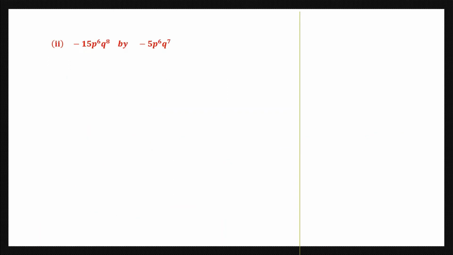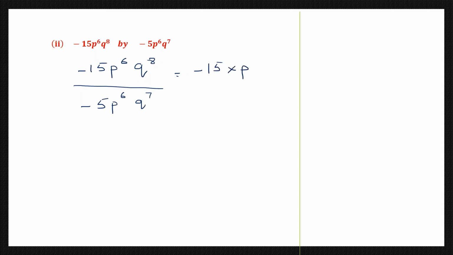Question 2. Here I have minus 15 p to the power of 6 q to the power of 8 divided by, here I can write it as a fraction straight away, by 5 p to the power of 6 and q to the power of 7. So this is minus 15 into p to the power of 6. Now I'm going to use the exponent law, minus 6 into, I have q to the power of 8. Now here I have 7, so minus 7. And in the denominator, I have minus 5.